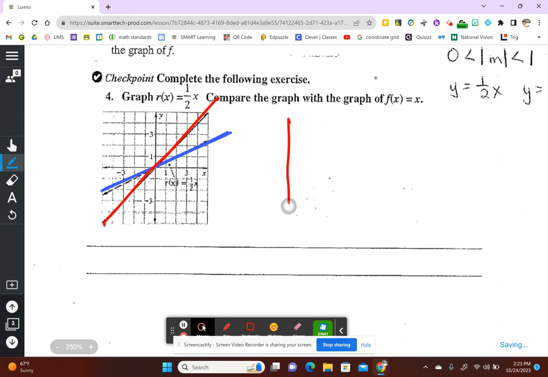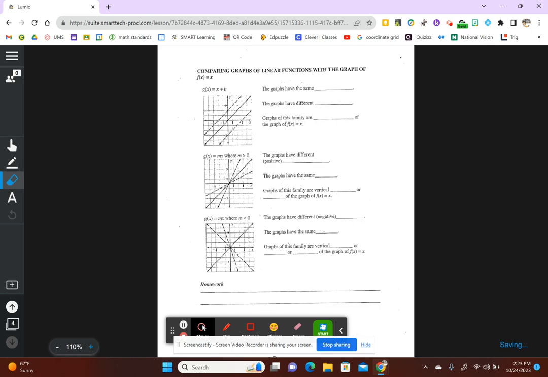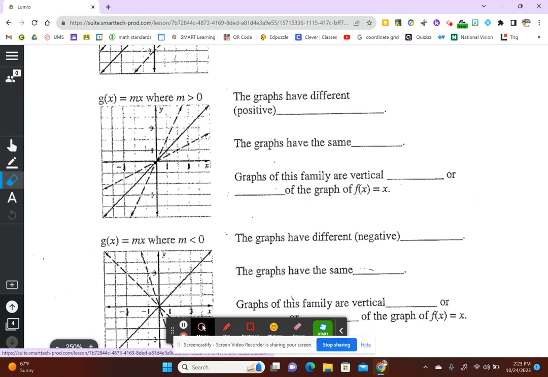So remember, this is a vertical line. This would be a horizontal line. Parent function's right in between. Stretching goes that way, shrinking goes that way. Okay, let's turn the page again. And here, we're going to fill these in.